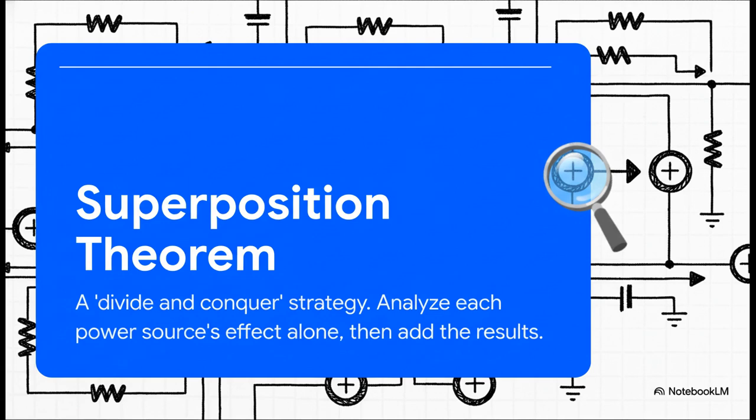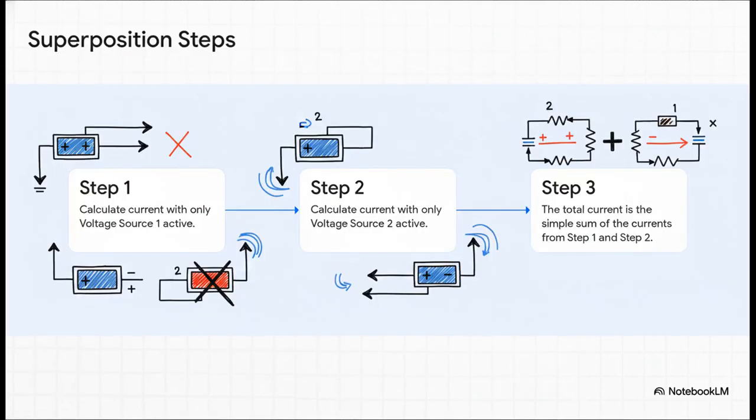And at the end, you just add your two simple answers together. Brilliant. It works just like this. Step 1, you calculate the current pretending the second power source isn't even there. Easy enough. Then, step 2, you do the opposite. Bring back the second source and pretend the first one is gone. And for the grand finale, you just add those two results up. It turns one super hard problem into two much easier ones.